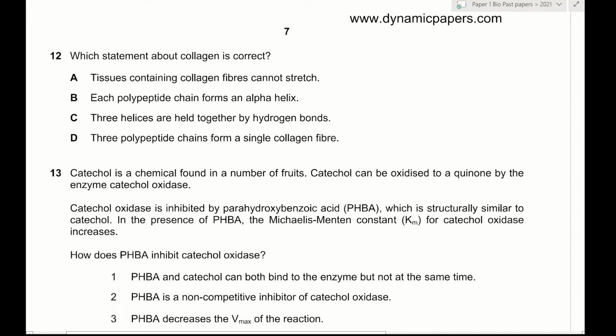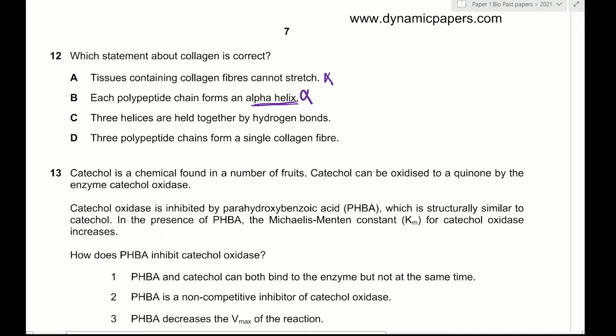12. Which statement about collagen is correct? A. Tissues containing collagen fibers cannot stretch. This is incorrect because actually collagen has a high tensile strength and is able to stretch. B. Each polypeptide chain forms an alpha helix. Alpha helix is incorrect. Alpha helix is actually in the secondary structure of proteins.